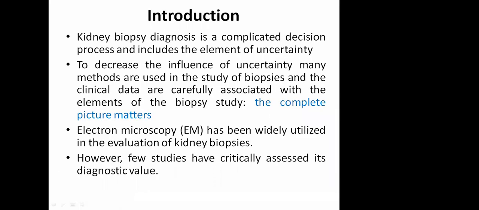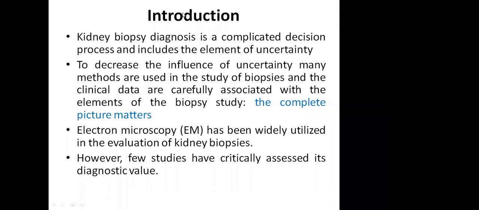the electron microscopy? But I'm going to show you some cases, and I have analyzed my data also, which highlights that electron microscopy is a useful modality. And if we want a complete diagnosis of renal pathology, then electron microscopy should be done in all cases, at least in all native biopsies and in selected transplant biopsies.